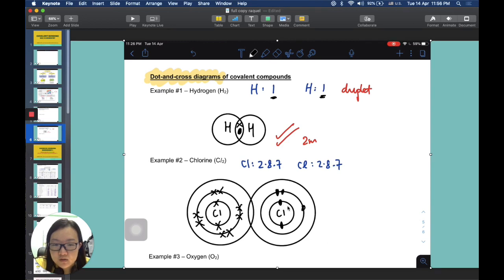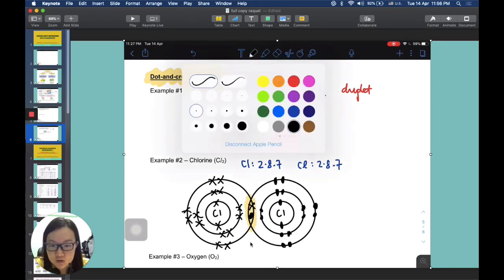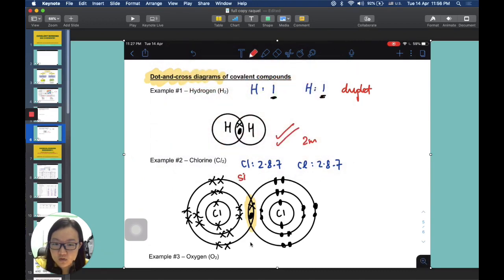So I fill in the first two electron shells, 2.8. And then let's look at the valence shell. Each chlorine should have 7, right? So 1, 2, 3, 4, 5, 6, 7. Because chlorine needs one more, it will contribute 1 to sharing. Likewise, the other chlorine contributes 1. So that's how you get this one single covalent bond. I'm going to write for you, single covalent bond. So each covalent bond, let me write it at the side.